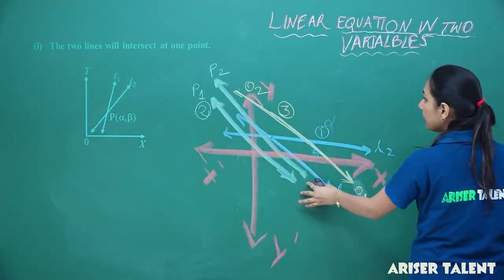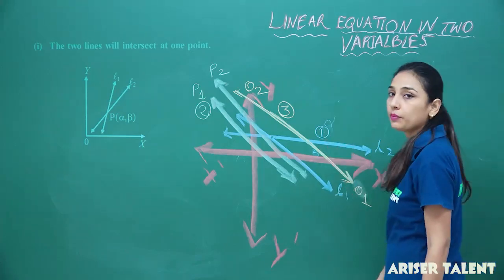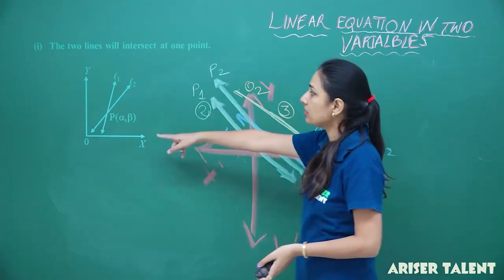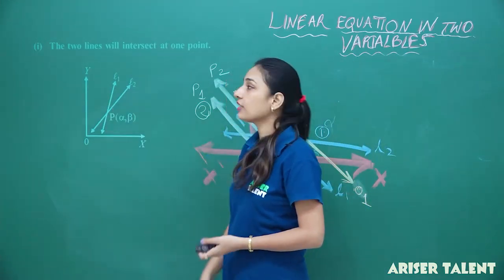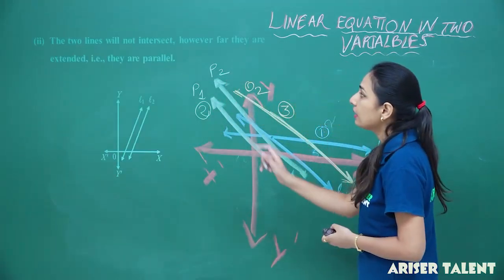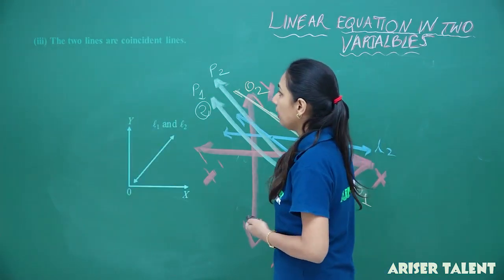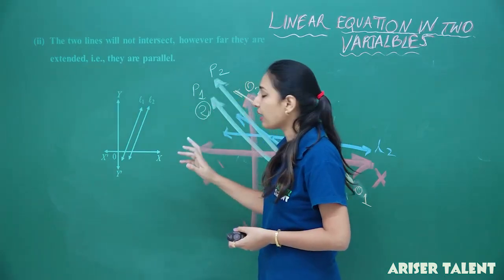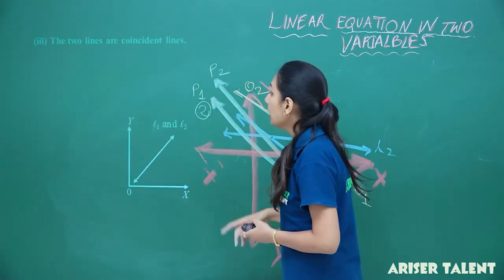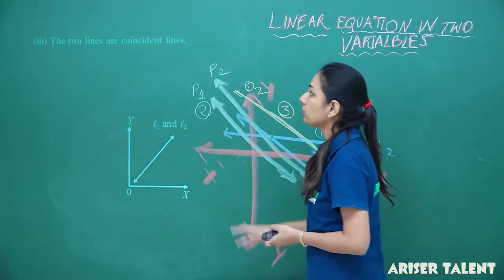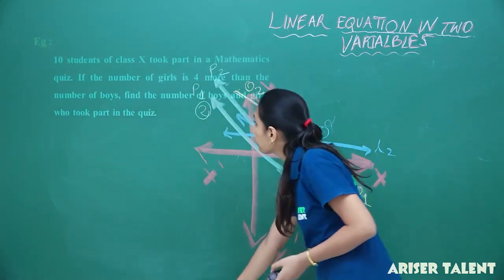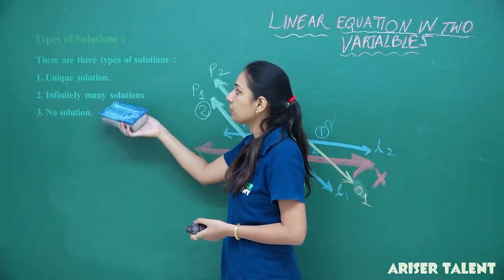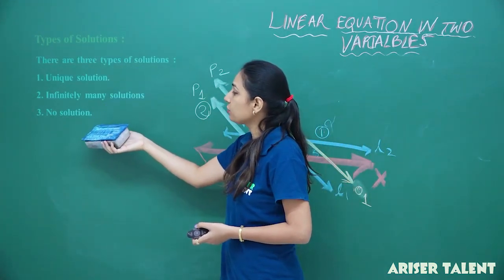Second condition, they are parallel, and third condition, they are overlapping. That will be the three cases. So first is this intersection here, right? The second, they are parallel. You extend them infinitely, but you will not find any intersection, so that will be parallel. The third one, they will be overlapping. So these are three conditions. Okay, understood? Then types of solution: unique solution, infinitely many solutions, and no solution.